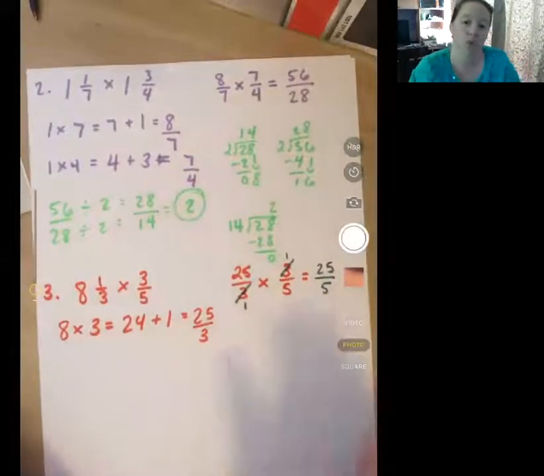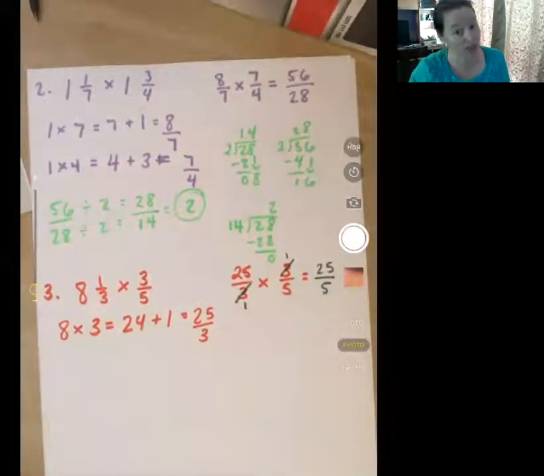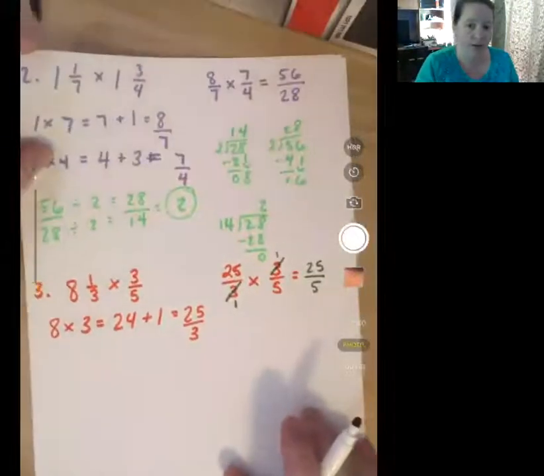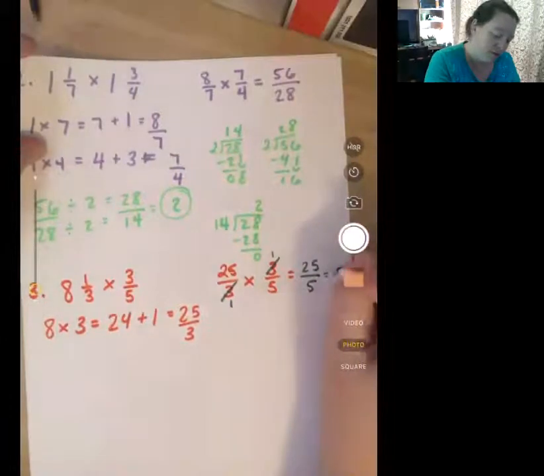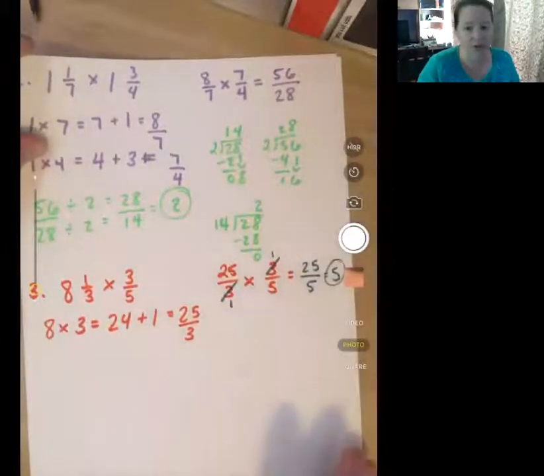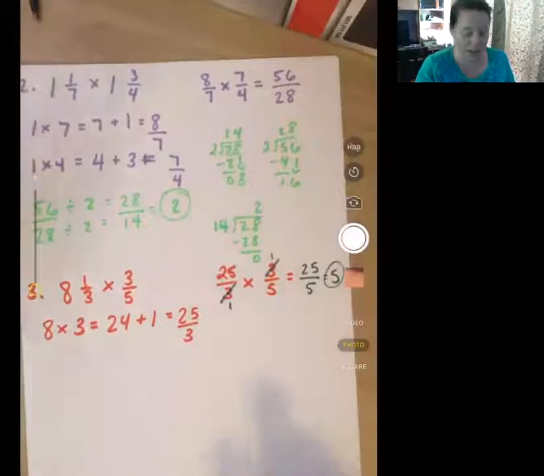And then we have 25 divided by 5, which everyone knows or should know. 5 times what is 25? 5 times 5. So we end up with our answer just being 5.